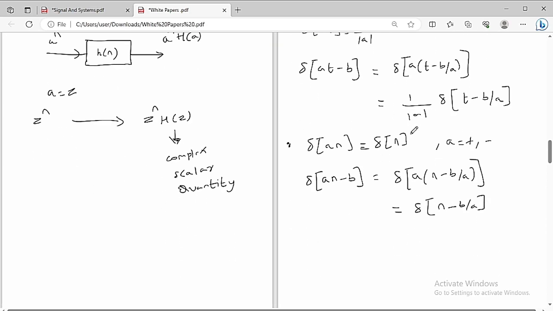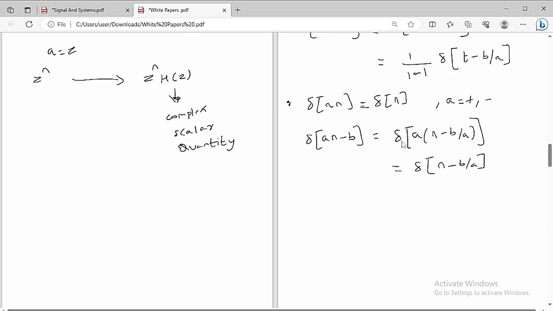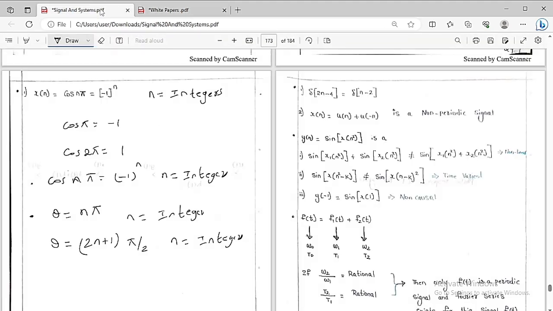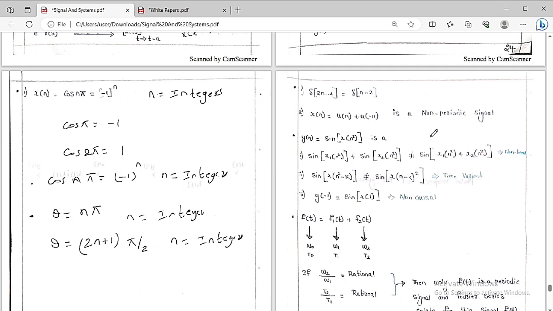With the help of this concept, we can solve this question. What is the question we are given? Delta of 2n minus 4. Take 2 as a common, delta of 2 of n minus 2. By the above formula, we can write delta of n minus 2. This is what we are going to get finally. Okay, so now let's go for the other points.